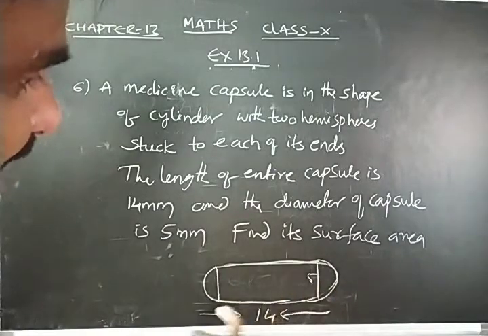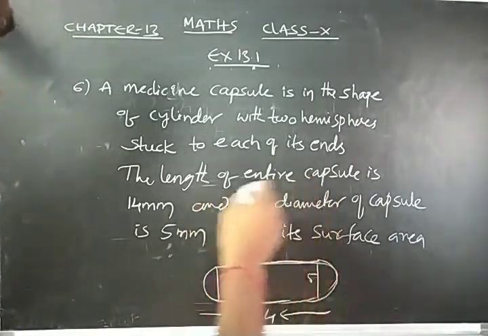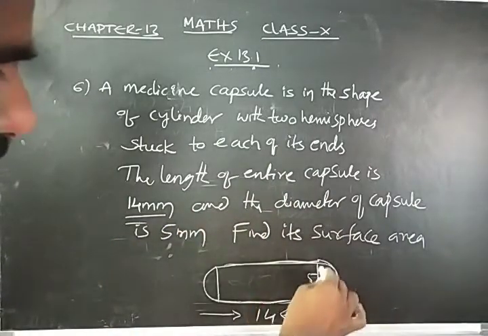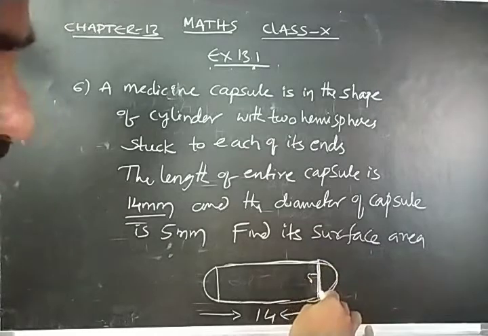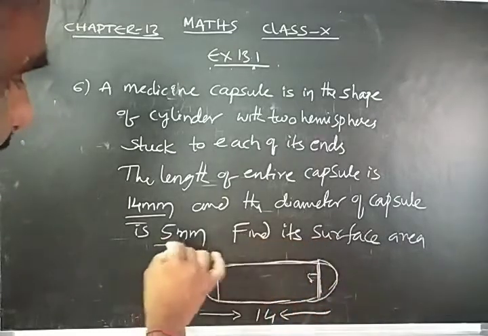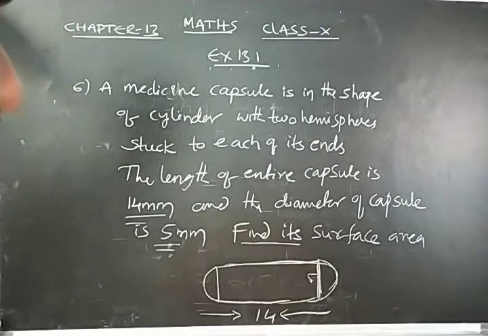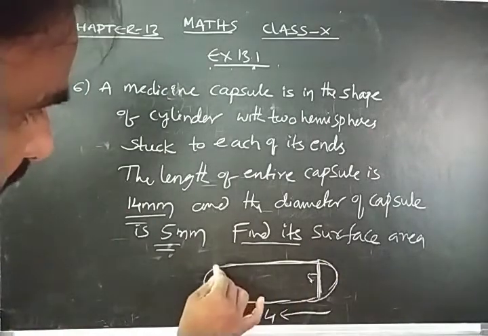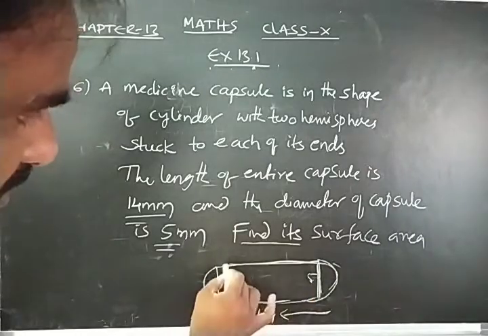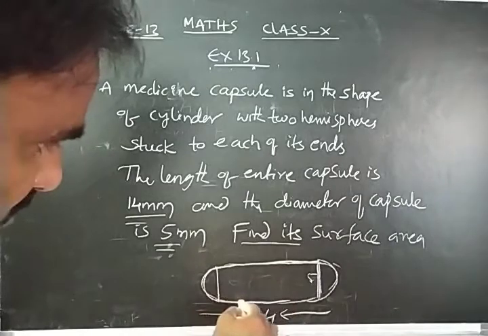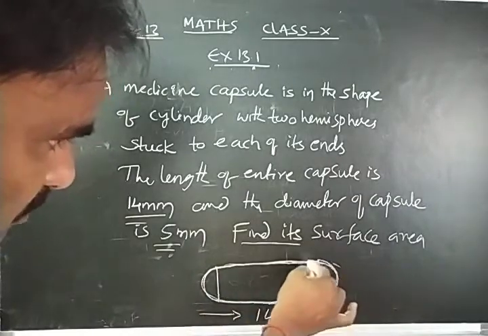Here the total length of the capsule is given, that is 14 millimeters. And this is the diameter of the hemisphere. The diameter is also given, that is 5 millimeters. What are we going to find? We are going to find the total surface area of this capsule. So see the figure. To find the total surface area of the capsule means we are going to find this total area.